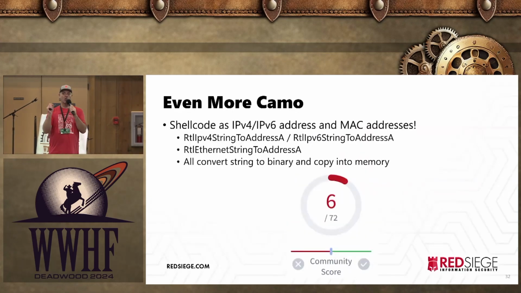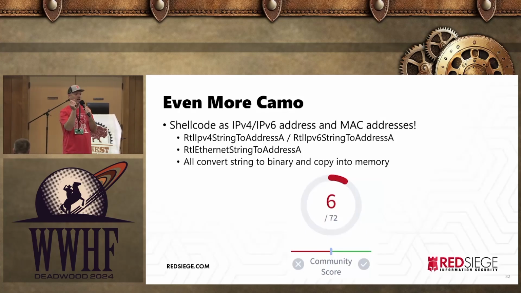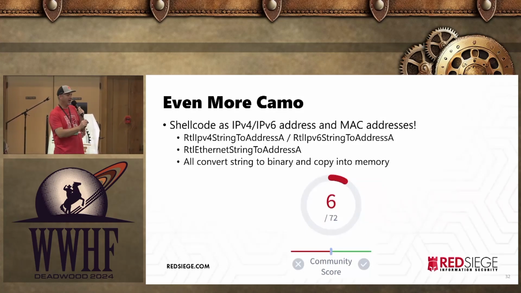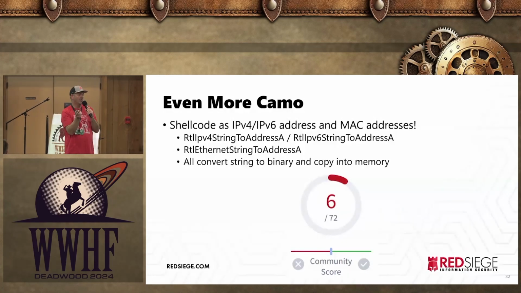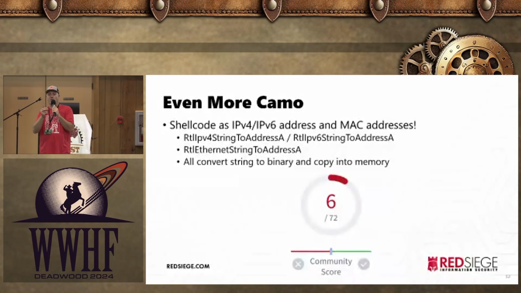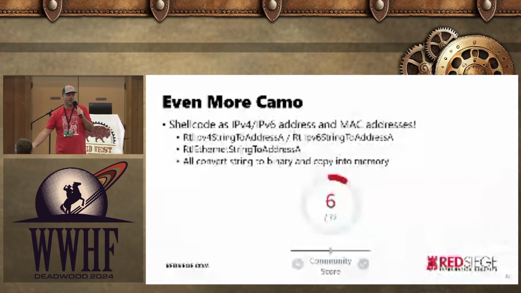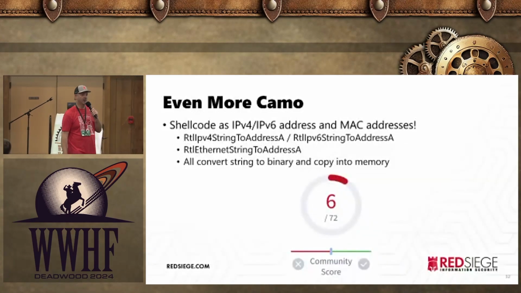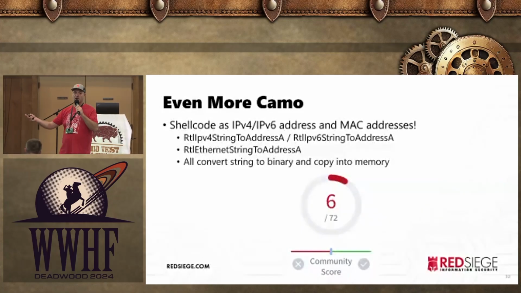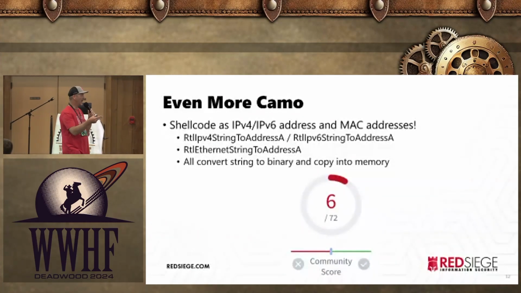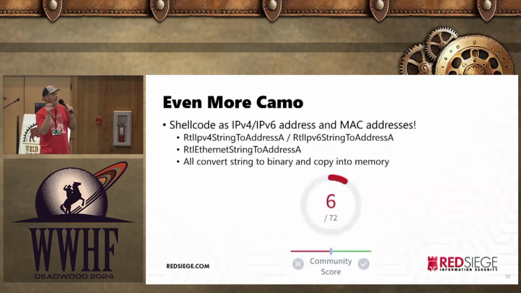We can store our shellcode as an IPv4 address. So we convert our shellcode bytes into integers, and then we store an array of IP addresses. We could store it as an IPv6 address. We don't even need to convert. We just structure it with the right colons in the right places, and now it's an IPv6 address. What also uses hex as an identifier on our networks? MAC addresses. We can store it as a MAC address. And in fact, there are some helpful routines: RtlIpv4StringToAddressA, RtlIpv6StringToAddressA, and RtlEthernetStringToAddressA.